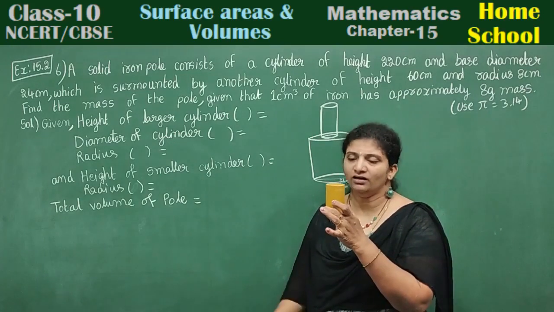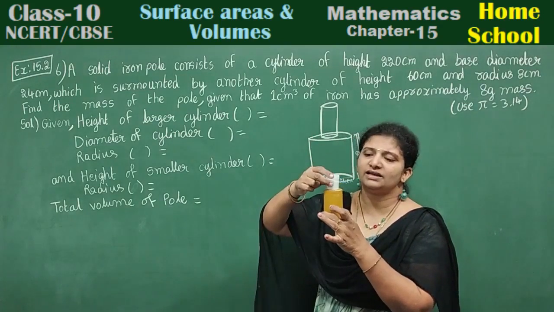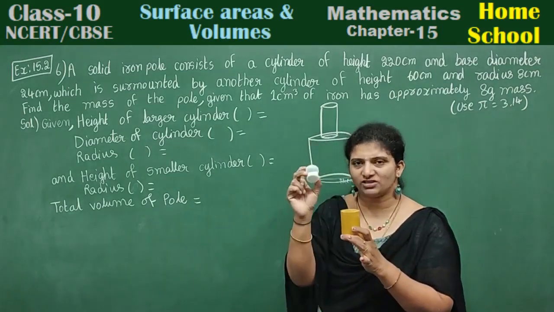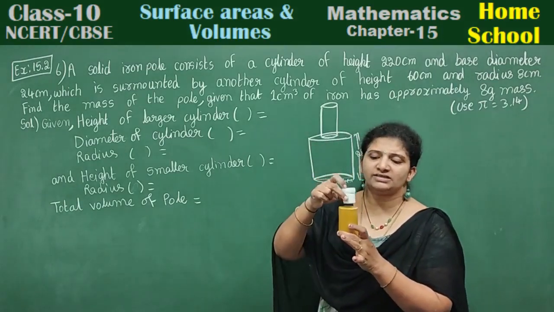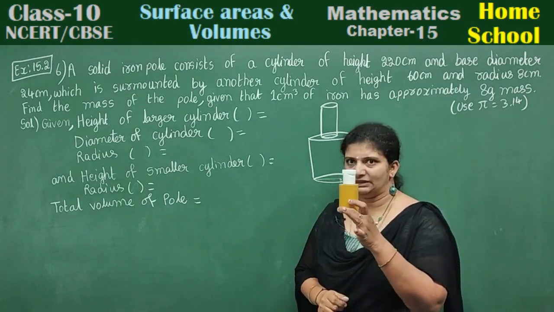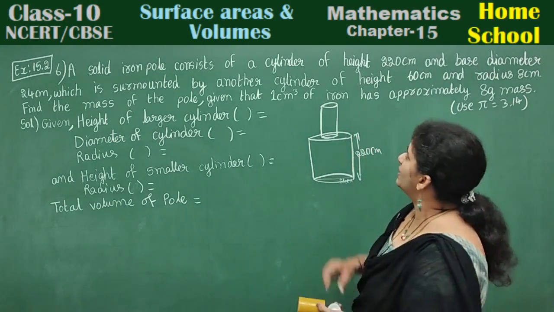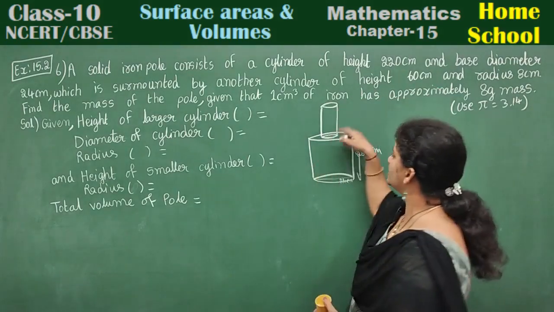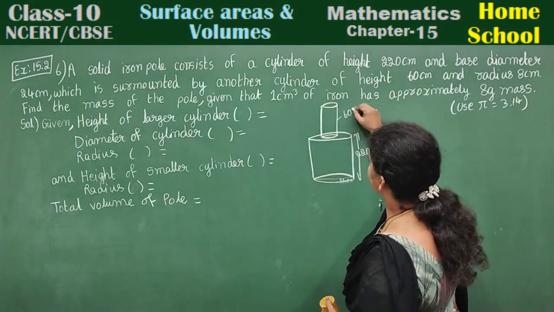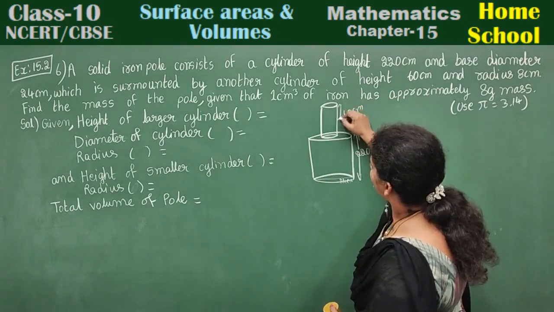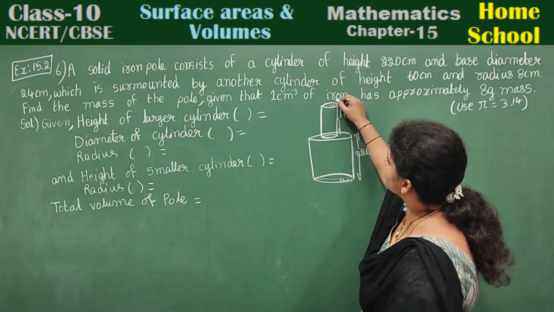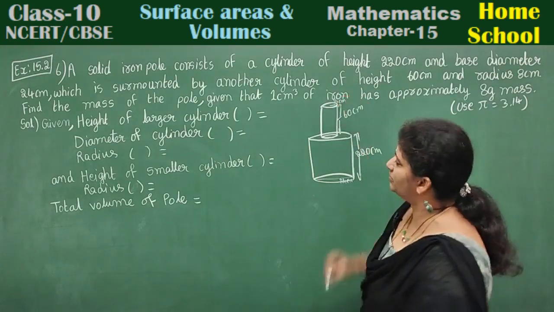This is a cylinder and again another cylinder is surmounted on this cylinder. You people please imagine this is another cylinder. It is surmounted on the cylinder, right? By another cylinder of height 60 centimeters. What is this cylinder height? 60 centimeters. Height of the cylinder is equal to 60 centimeter. Radius is equal to 8 centimeters.